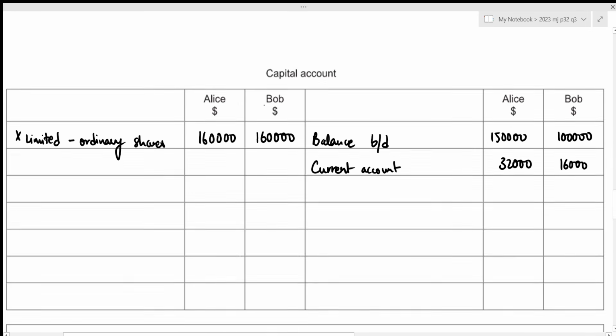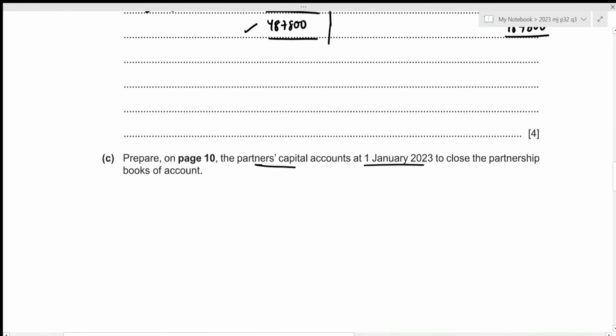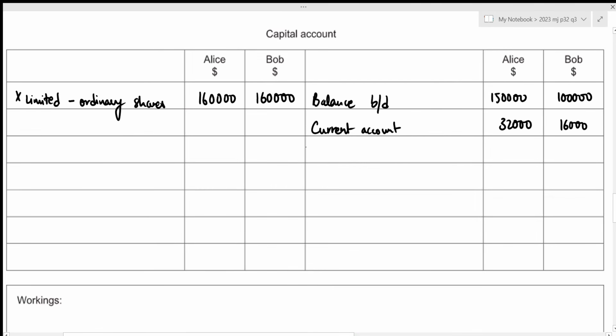We also calculated the profit on realization, and for Alice there was 78,600, for Bob it was 52,400. So these are the profit that they will get from partnership, right? So this will definitely increase their current account balances, which means that we need to record this amount on the credit side, and we can write it under the heading of profit on realization. So that's 78,600 for Alice and 52,400 for Bob.